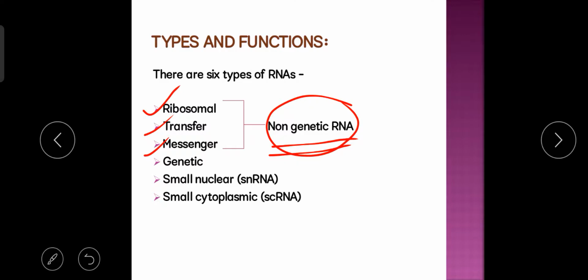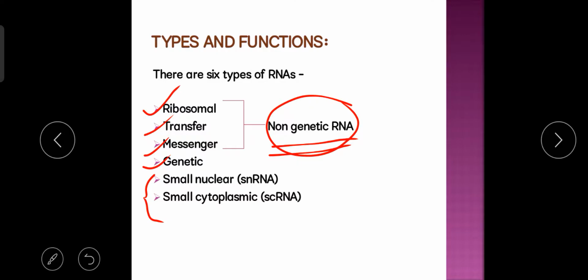Whereas the next one is the genetic RNA, which acts like DNA, but these genetic RNAs are found in some viruses, mainly in the riboviruses. Then there are small nuclear RNA and small cytoplasmic RNA. Small nuclear RNAs are found in the nucleus, and small cytoplasmic RNAs are found in the cytoplasm. So that means there are at least 6 different types of RNAs found in a cell.